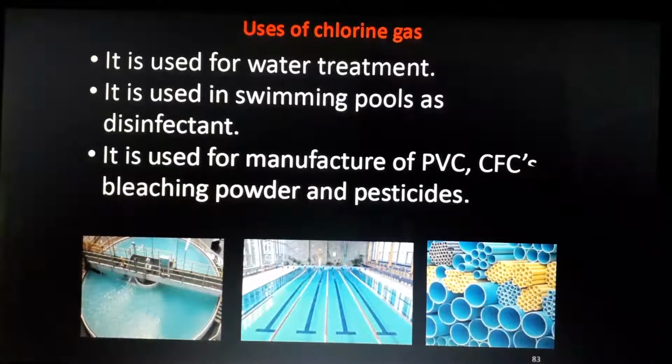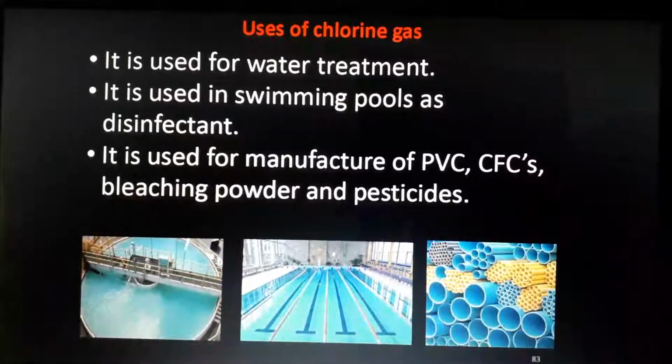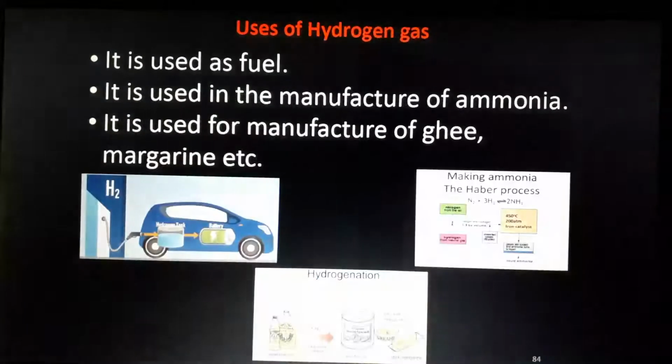Chlorofluorocarbon. Okay, the C means chlorofluorocarbon, not carbon. Understand? So these are the things which we are getting from bleaching powder, used to bleach. Bleach means to remove impurities from it. For example, bleaching powder is used in the paper industry, the pulp and paper industry, like that.